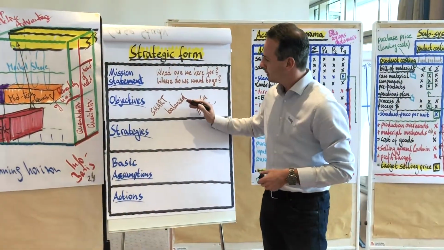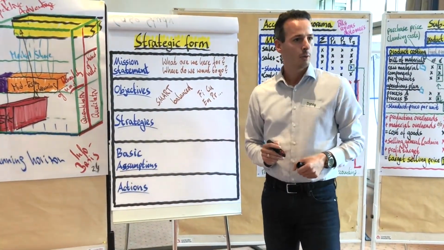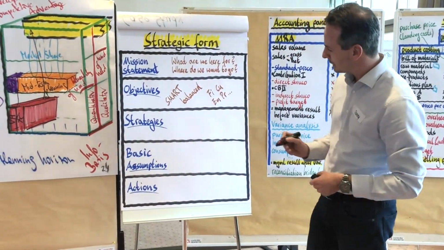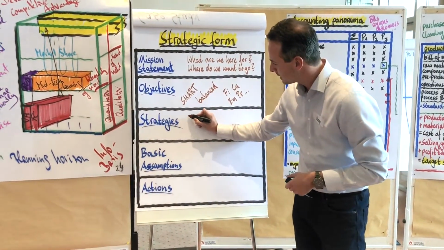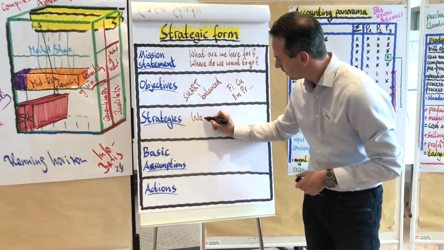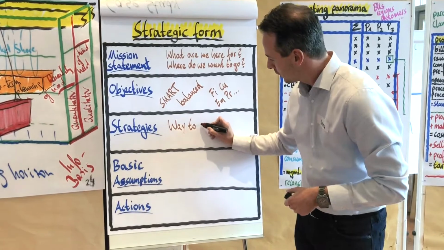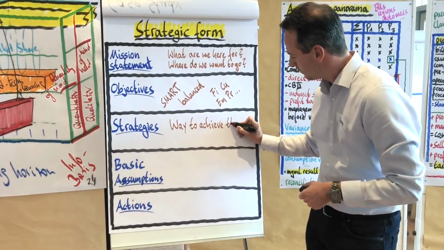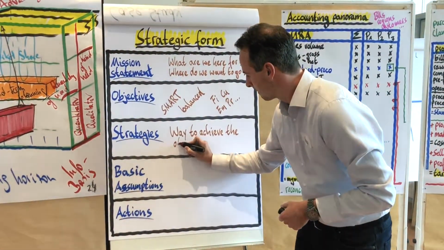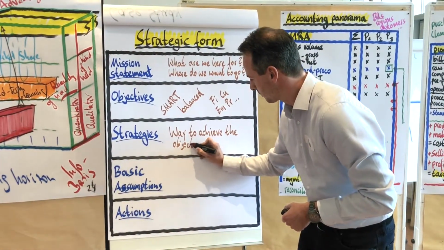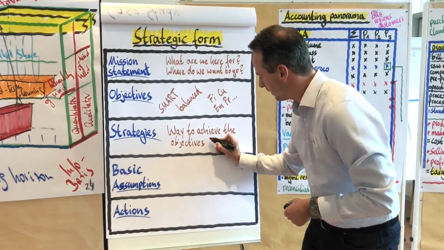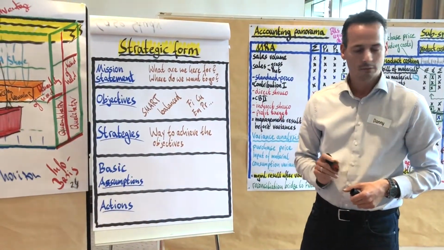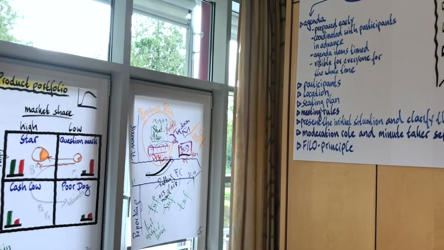After defining the objectives, you ask yourself how we want to achieve those objectives. So we are talking about strategies. A strategy is nothing else than a way to achieve the objectives. And here it is very important to ask yourself, what should be our competitive advantage?